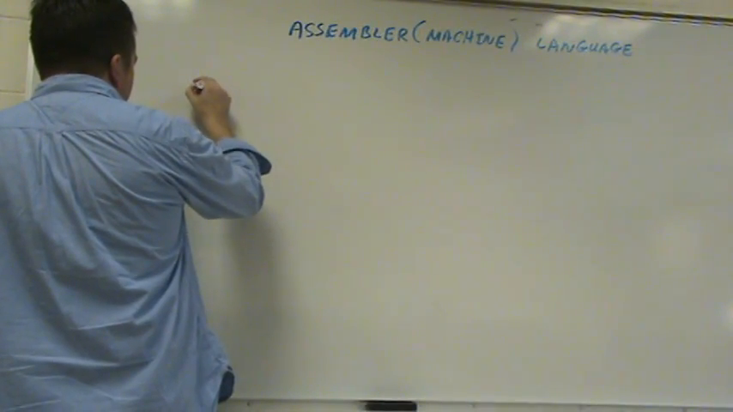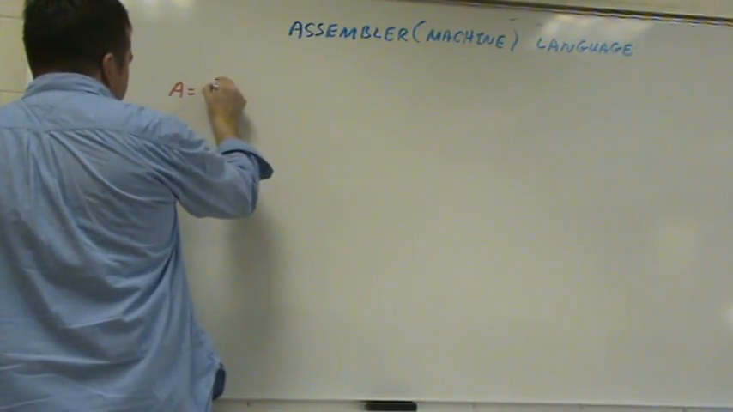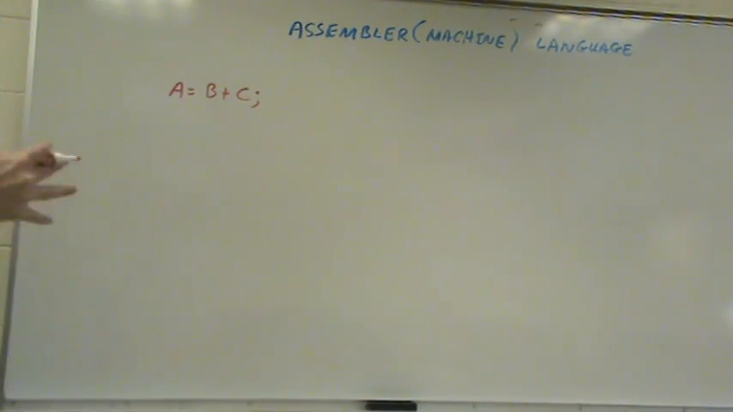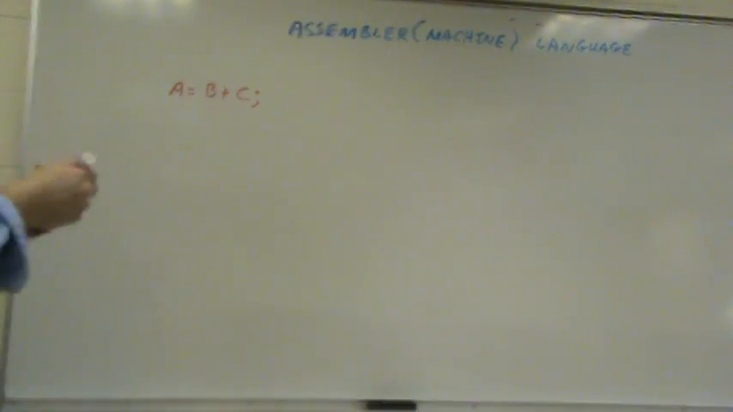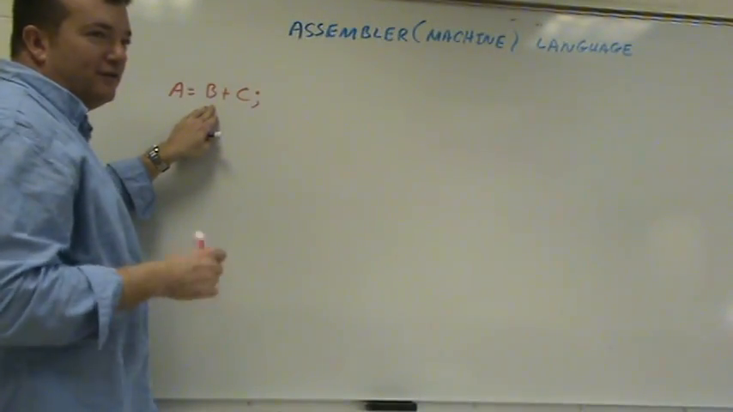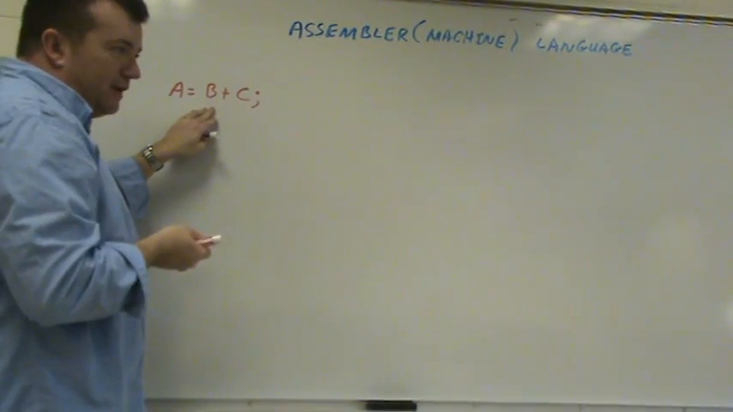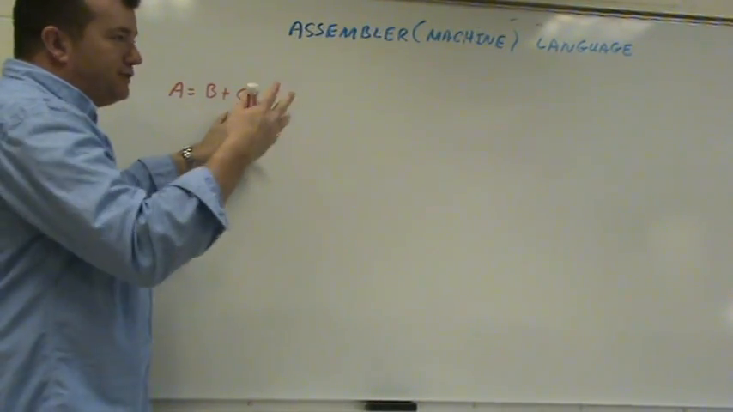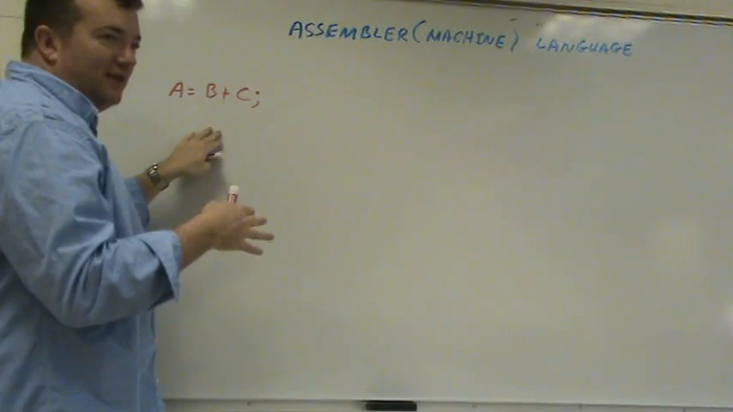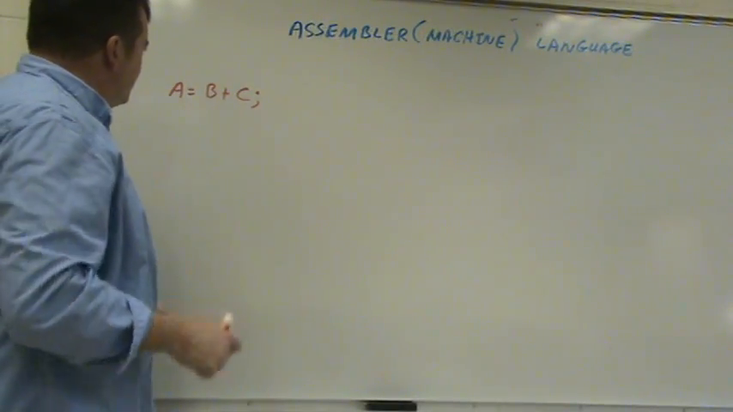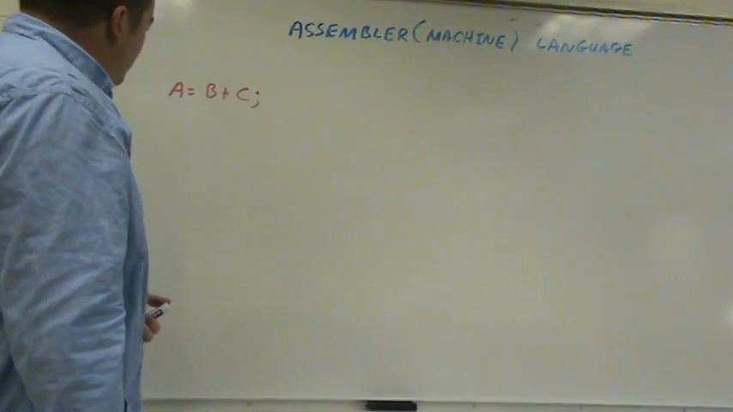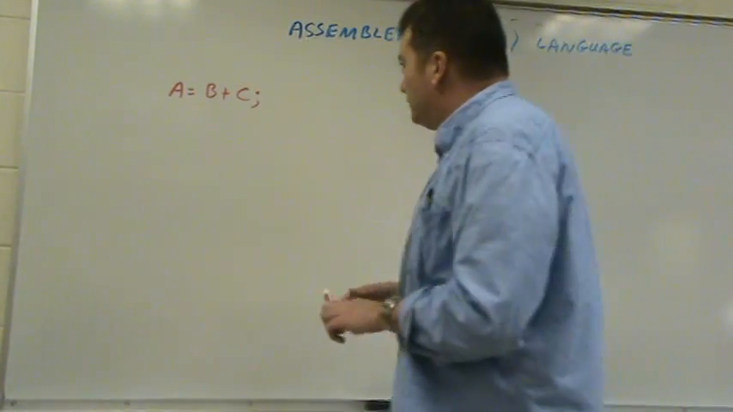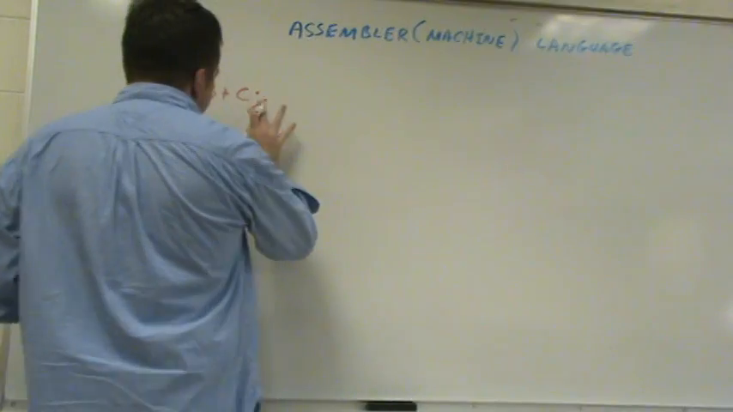We'd like to be able to say A equals B plus C, semicolon, and have something interpret that to mean, obviously, we're going to take the contents of memory location B, grab that, contents of memory location C, grab that. In a third step, add those two results together, and then in a fourth step, write the result back to memory location A.